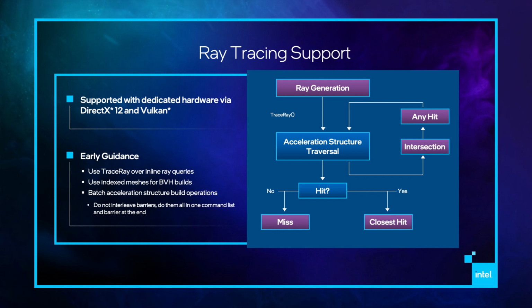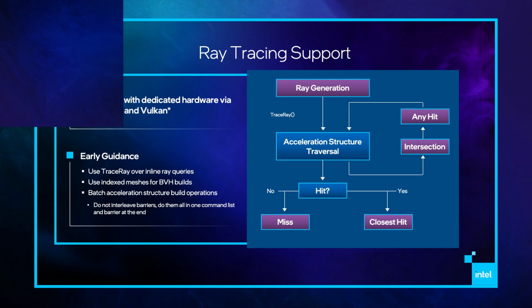Early guidance from Intel recommends using trace ray over inline ray queries, using index meshes for BVH builds, and batching acceleration structure build operations. When building acceleration structures, do not interleave barriers if it is not necessary, as this will introduce unnecessary waiting. Do them all in one command list and barrier at the end to signify that building is done and the acceleration structure is ready for use.